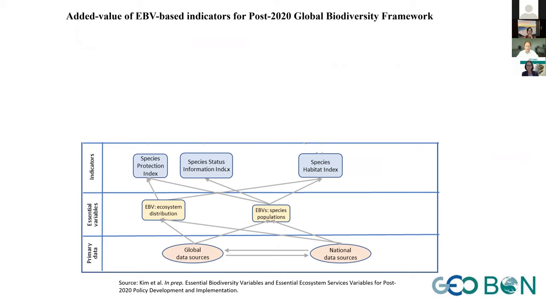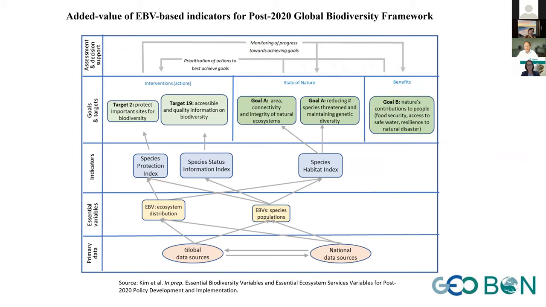So in the larger GEO BON context, this is where these two indicators that we're going to cover today fit in. In addition, there is another one, the species status information indicator that addresses information growth, but on the left, the protection index, on the right, the species habitat index. It's the global and the national data sources that together combine to deliver the EBVs, and then these deliver the indicators, and they then feed into these larger arenas of targets.